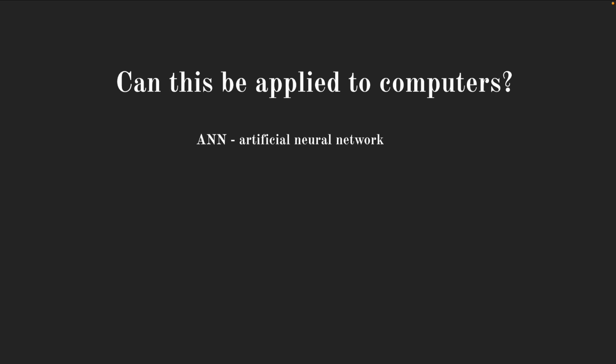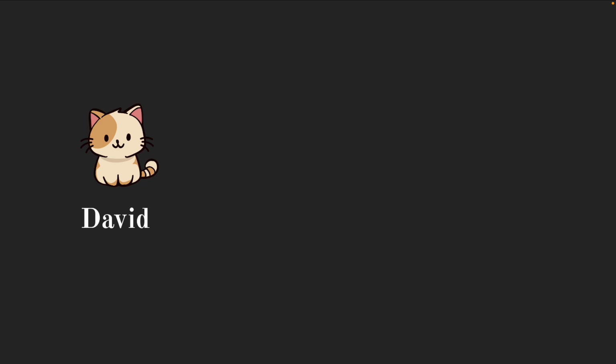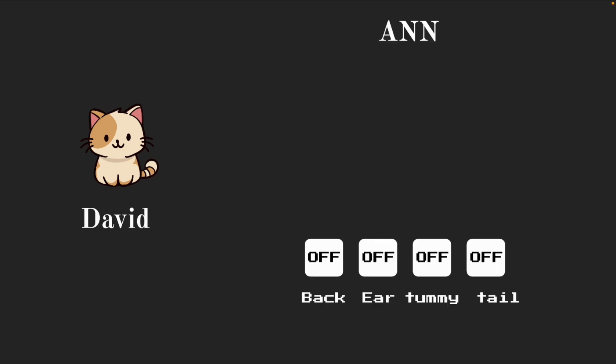Well, we invented the ANN, or Artificial Neural Network. For example, here we have a cat, and his name is David. And I'm going to build an ANN, which is a model, that predicts how much he will love you based on where you pet him, such as the back, ear, tummy, and tail. And our inputs can either be on or off. Now, our output is going to be the probability of how much David will like you.